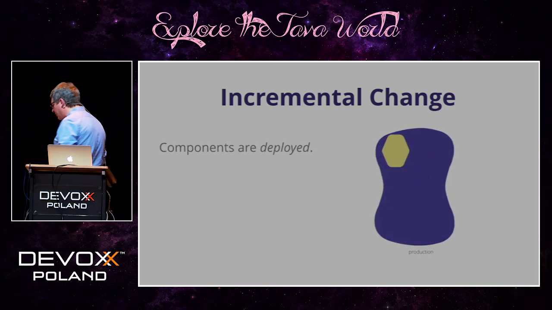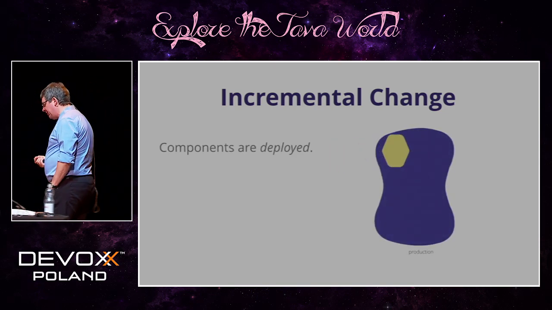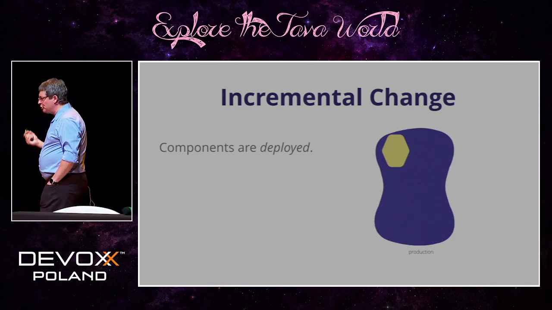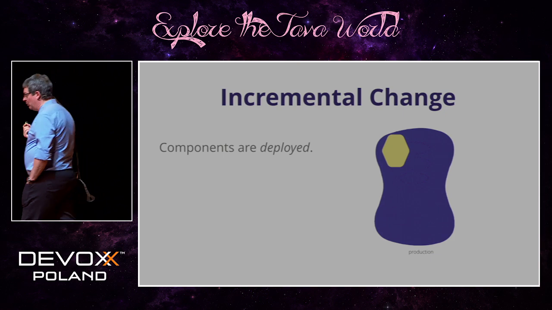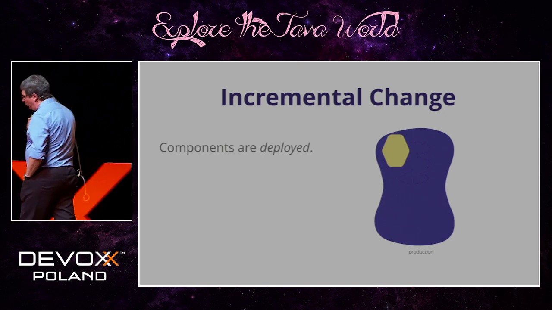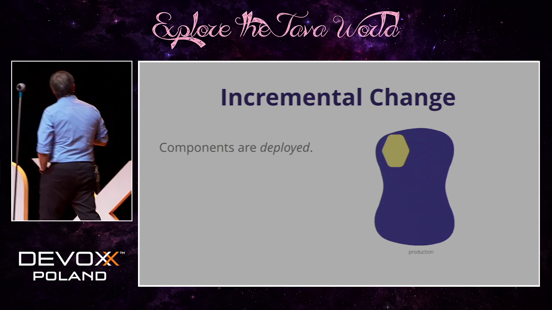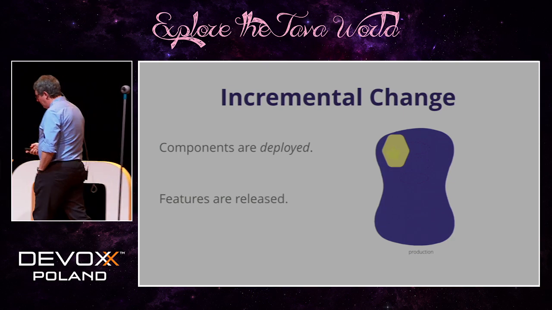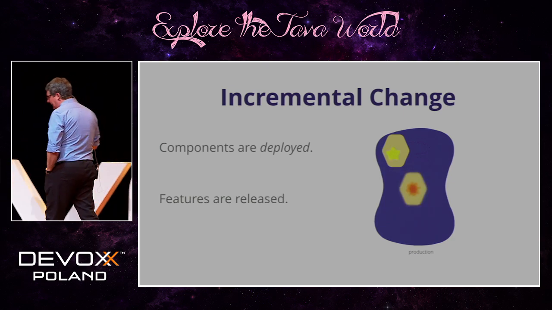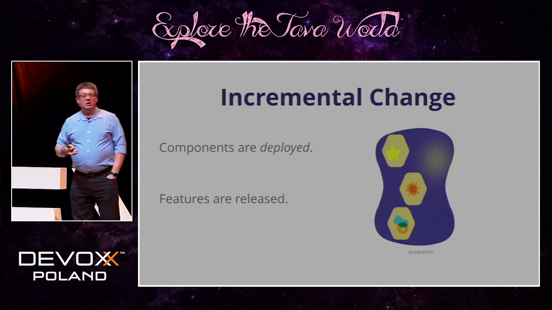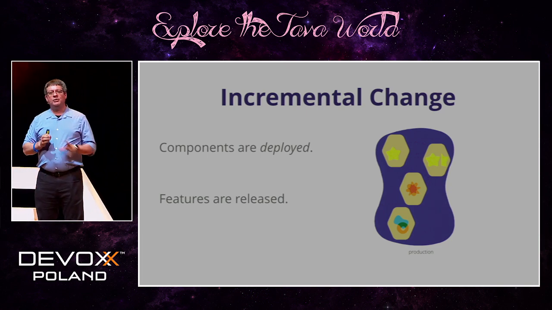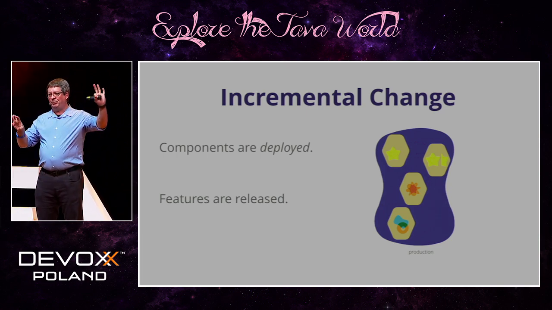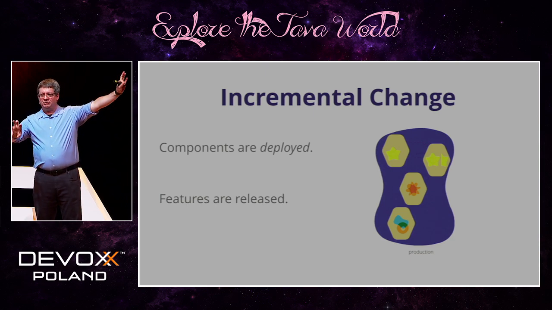And so the assumption here is that you have a modern architecture like microservices or service-based architecture. You have modern DevOps practices with really good agility around deployment pipelines, things like that. In this kind of world, components are deployed into a production ecosystem. But we don't automatically release features when we deploy components, because one of the things that we commonly do is decouple component deployment from feature release.